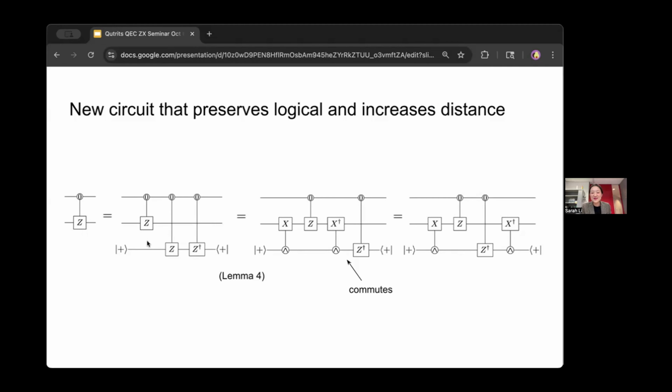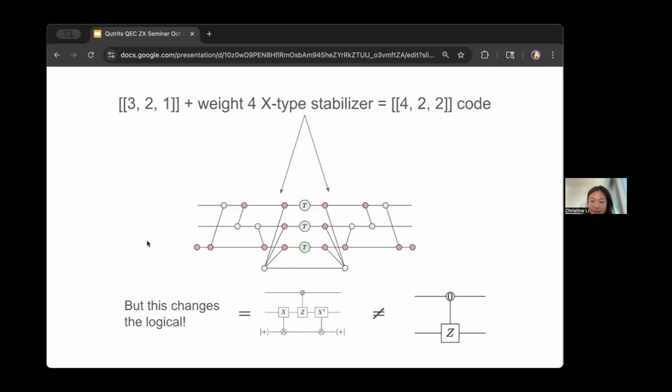Sorry, Christine, pardon my memory. Are you saying that the controlled X with its dagger is giving us a stabilizer of X type? Yes. Because this comes from here, we're adding a full weight X-type stabilizer.